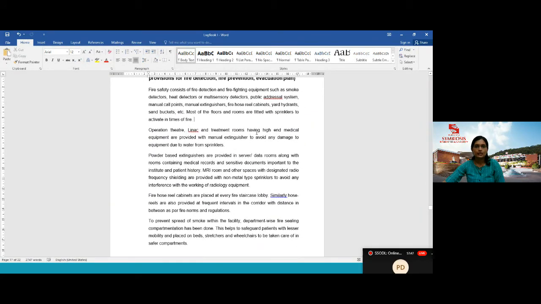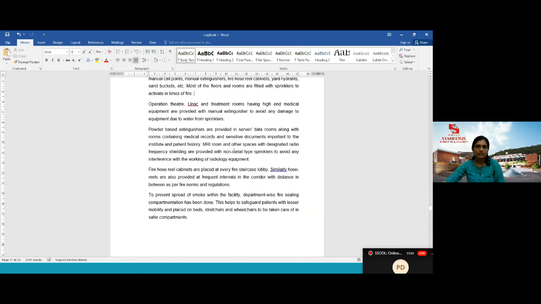Operation theatre, treatment room having high-end medical equipment are provided with manual extinguisher to avoid any damage. So fire hose reel cabinets are placed at every fire staircase lobby. So similarly, I have written it.